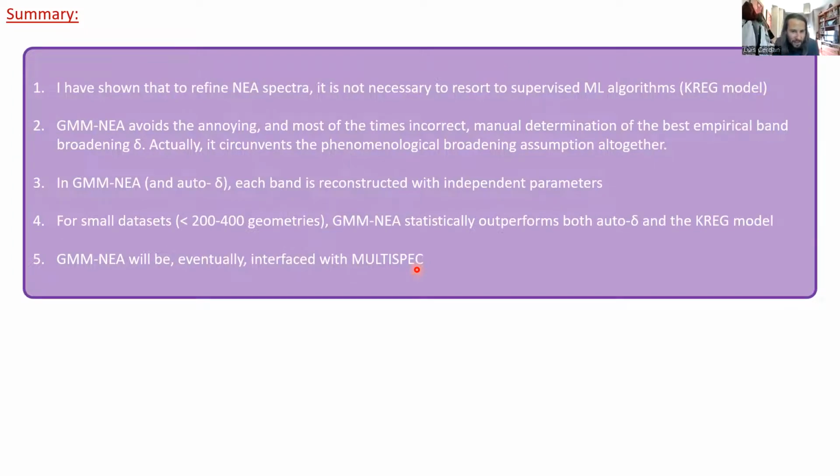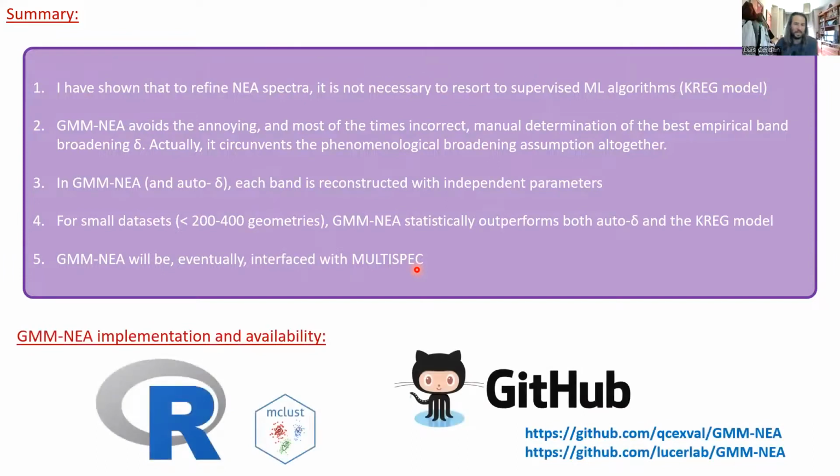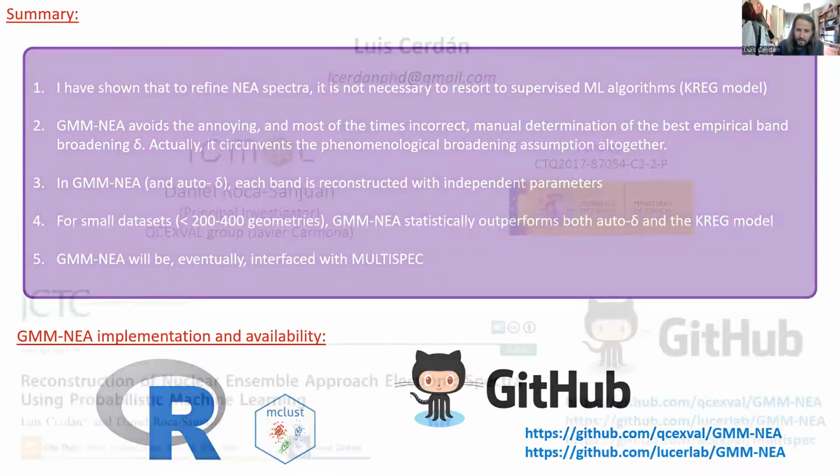Finally, I invite you to use Multispec, and in the future it will be interfaced with GMM-NEA. But for the time being, it is implemented independently, and we have used the programming language R, and we have made extensive use of the library Mclust, which is a library to perform GMM fittings. You can find the details on how to install it and how to use it in both my repository and that of the group. And with that, I would like to finish.